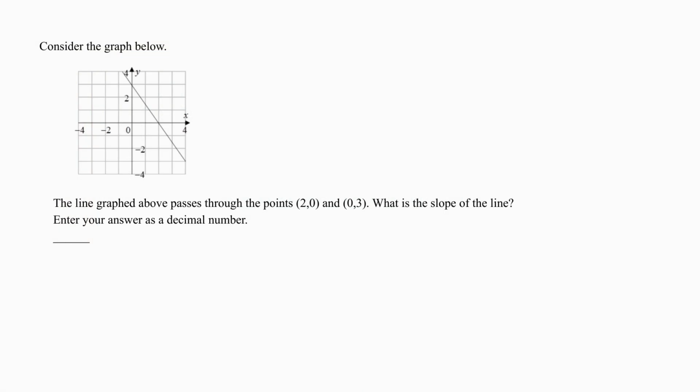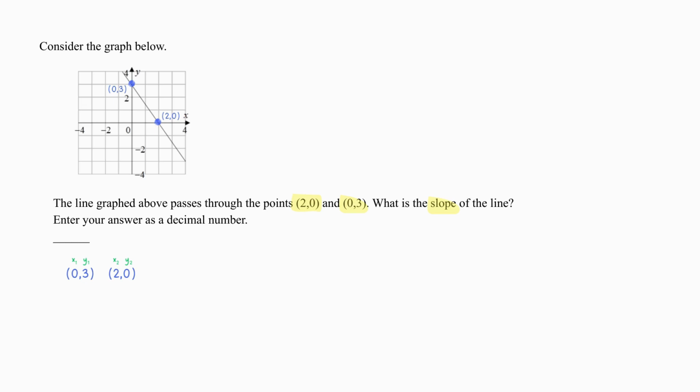Let's have a look at this question. The question gives us 2 points a line passes through and is asking us to find the slope. Point 1 is (0, 3). Those are x1 and y1 values. Point 2 is (2, 0). Those are x2 and y2 values.